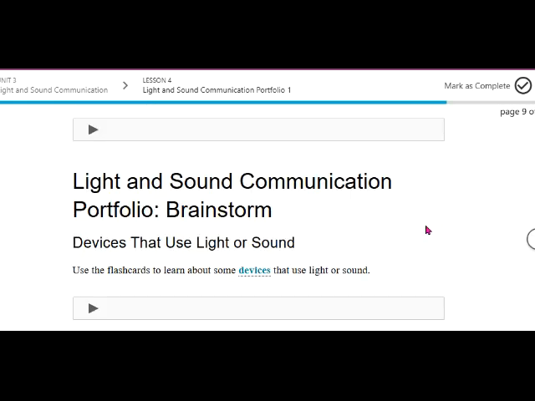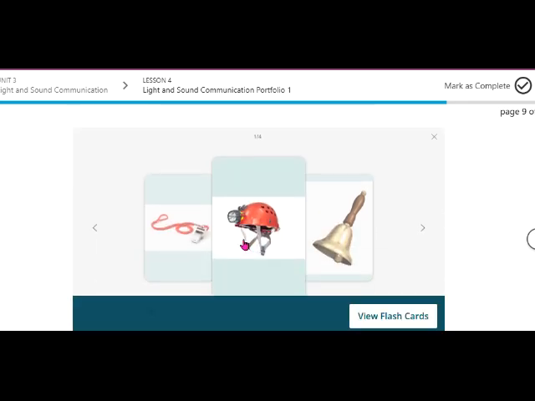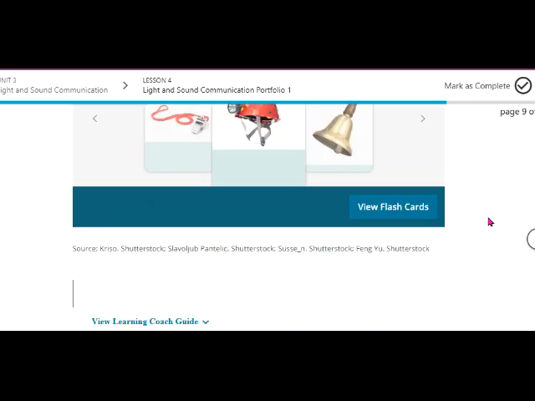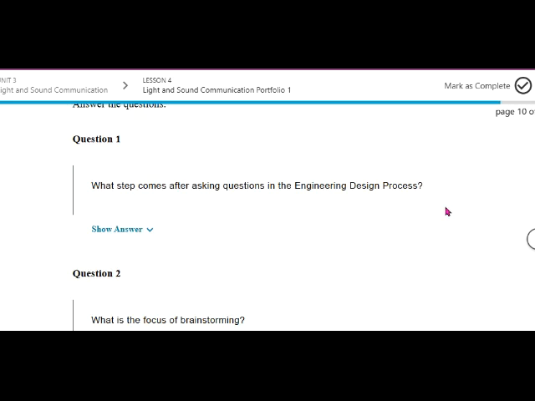Devices that use light or sound. Use these flashcards to learn more about some devices that use light or sound. You can click on these to view them, and you can review some different objects that exist already. Here are some questions you can talk about with your parent or caretaker.